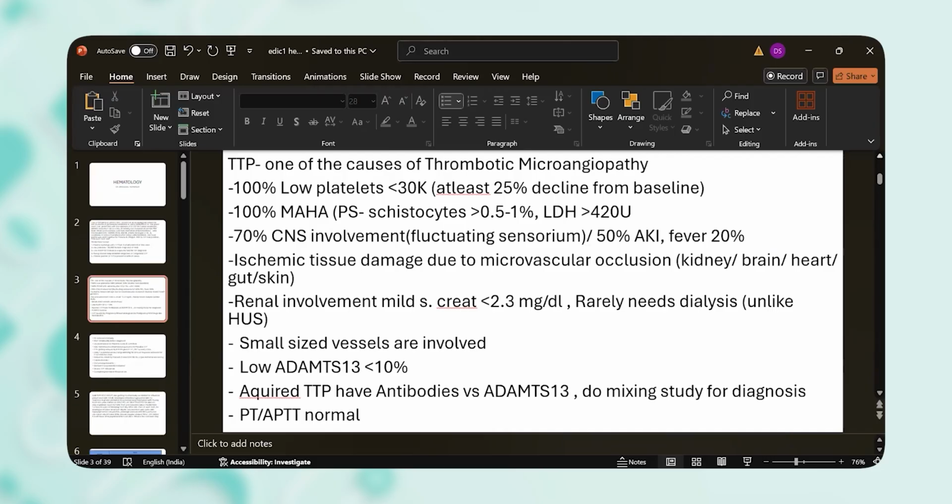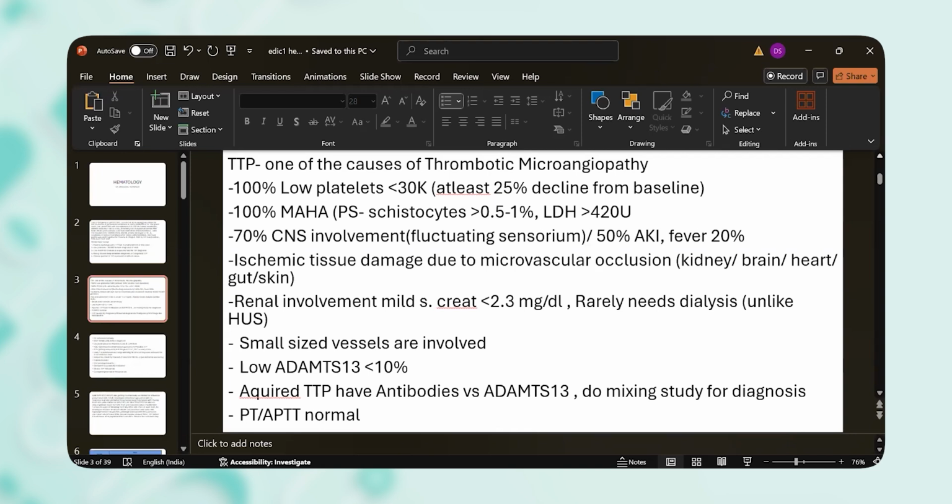ITP, but in ITP there is no thrombosis. HLH? No, actually, there will not be any thrombotic tendencies as such.